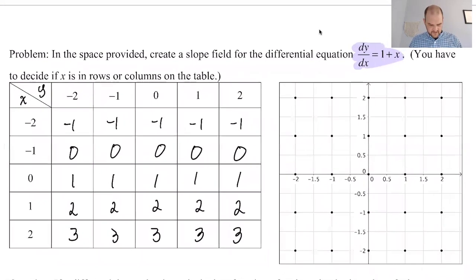All right, so when x was equal to -2, the slope is always -1. So I'm just going to fill those in. So notice on this vertical line, x equals -2, the slope is always -1.